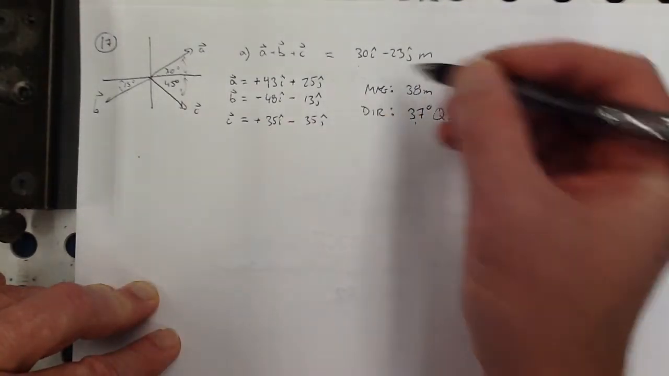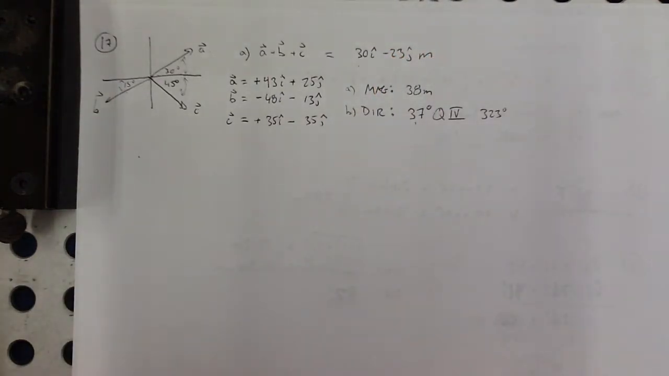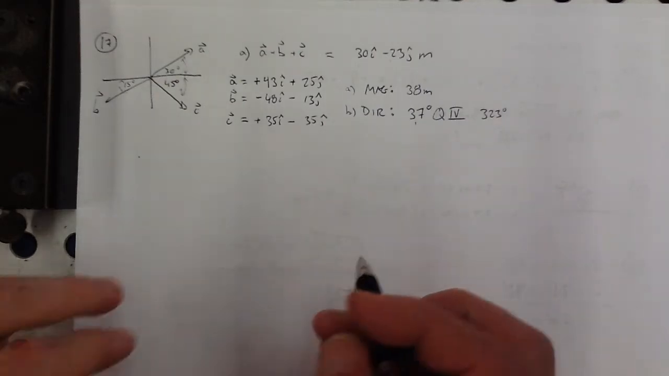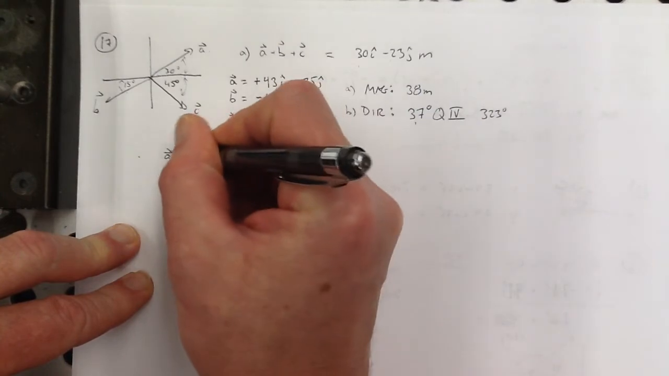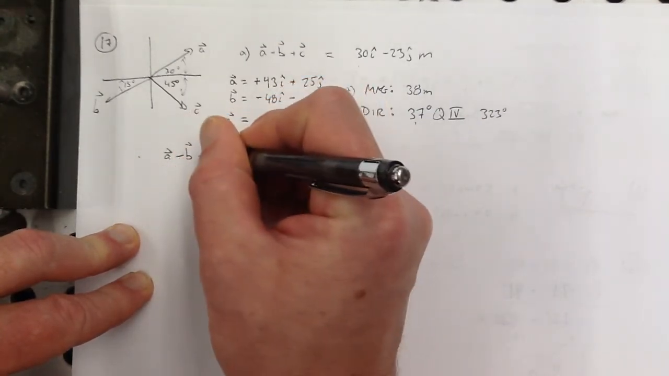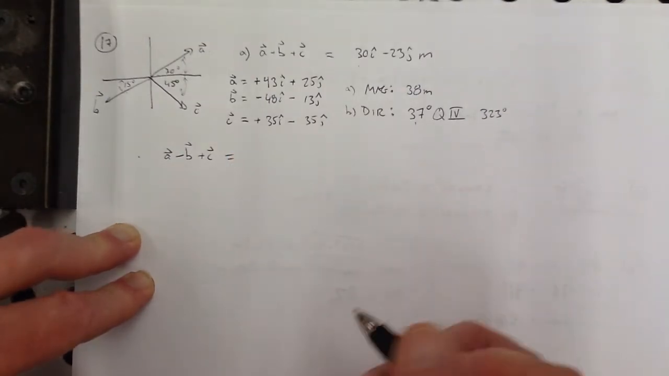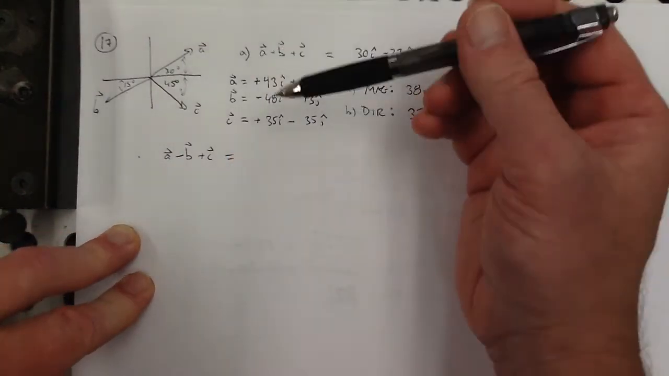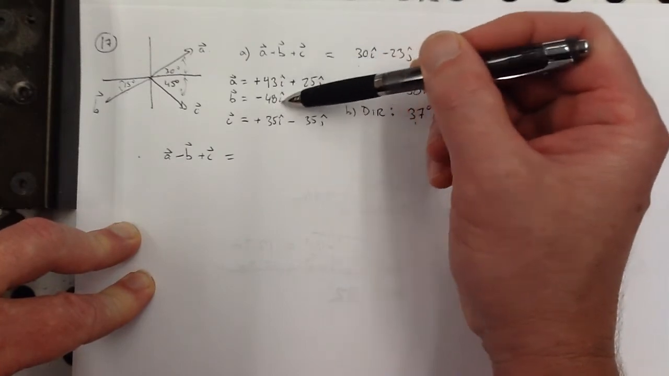Alright, so that's, I guess, the answers for A and B. For C and D, we want A minus B plus C. So depending on how good you are at keeping track of things and the management of signs, I know that that's just going to be this, this, and this, but with the sign of this flipped.